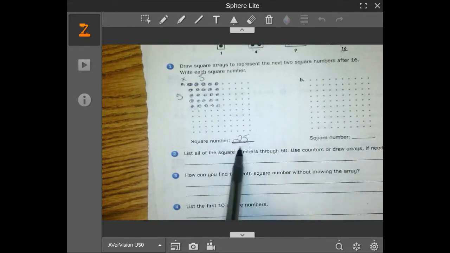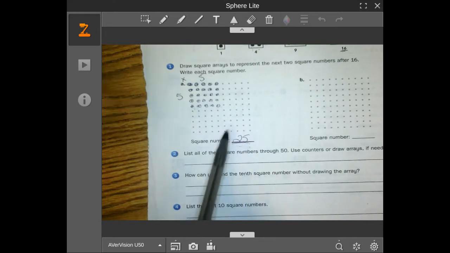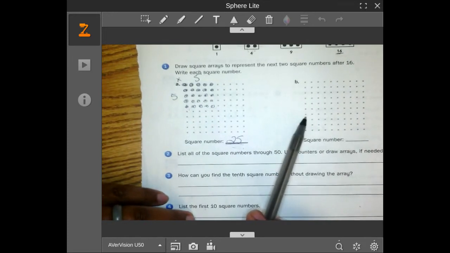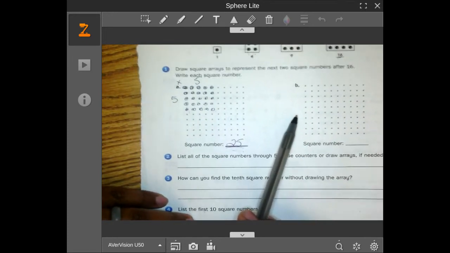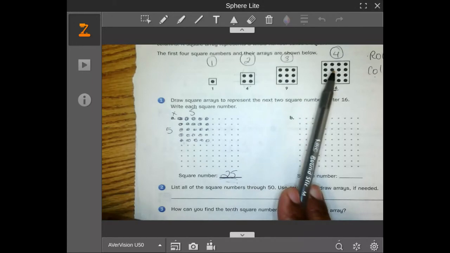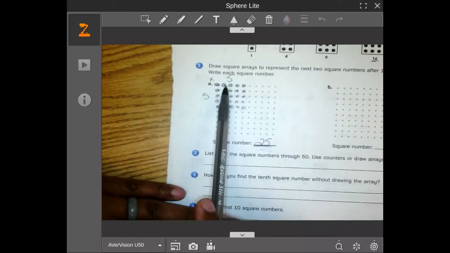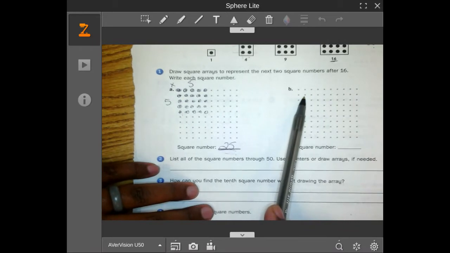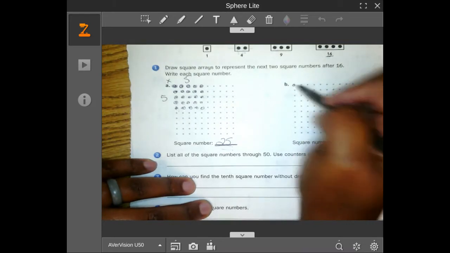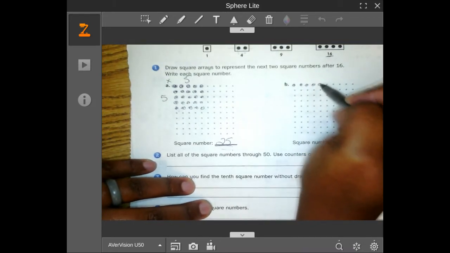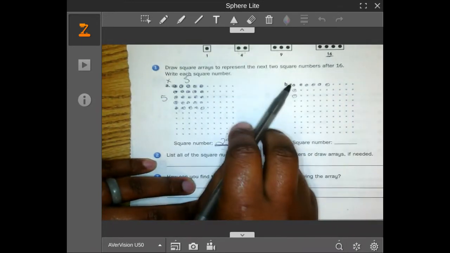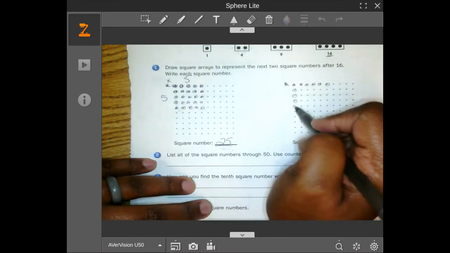What square number would come after 25? I had 5 rows and 5 columns. Now how many rows and columns do I need? Yes, 6. Why? Because I started with 1, 2, 3 rows and 3 columns, 4 rows and 4 columns, 5 rows and 5 columns. Now 6 rows and 6 columns. So for my rows and my columns, 3, 4, 5, 6. And I know I need 6 down. My columns go down. 1, 2, 3, 4, 5, 6.